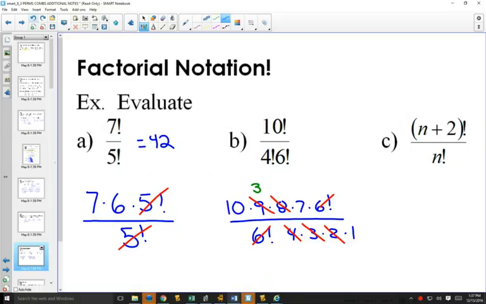So now what are the numbers I'm left with? I've got a 7 on top, the 3 on the top, and the 10. 210.